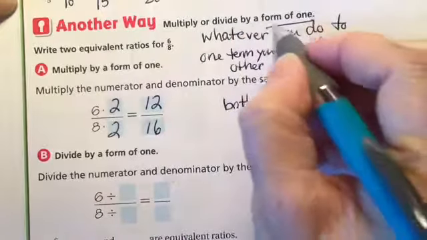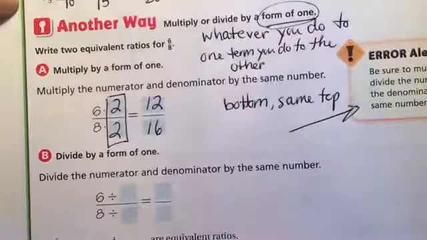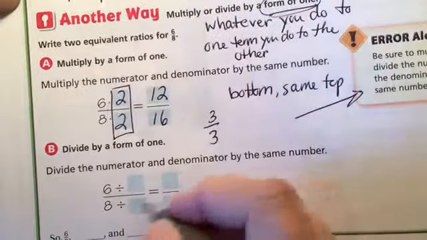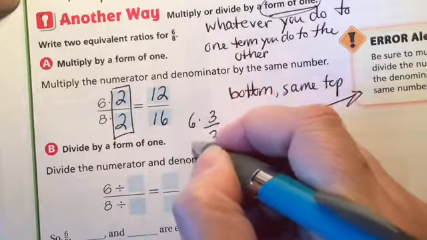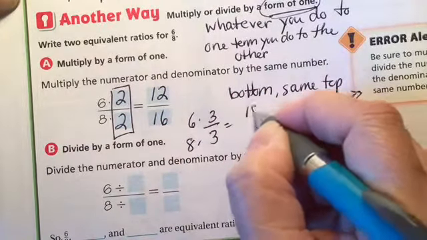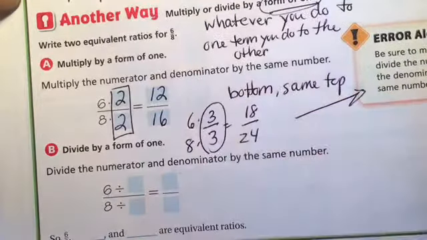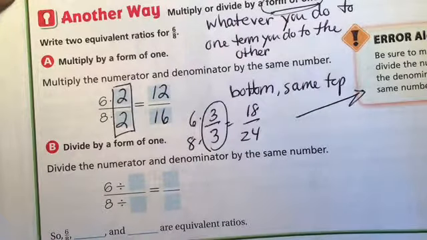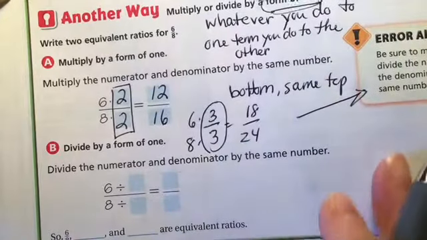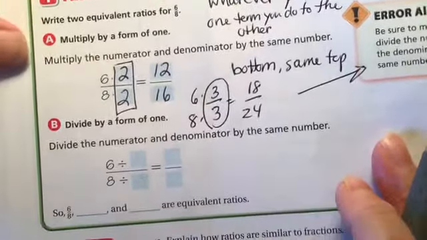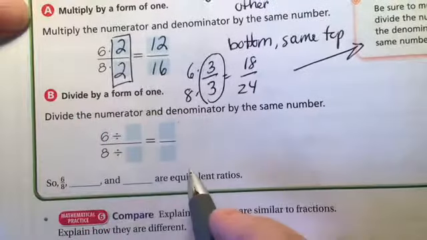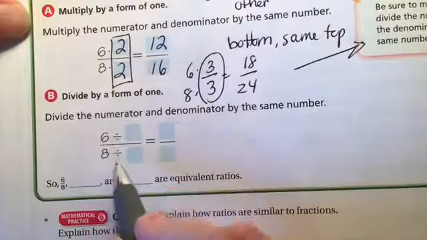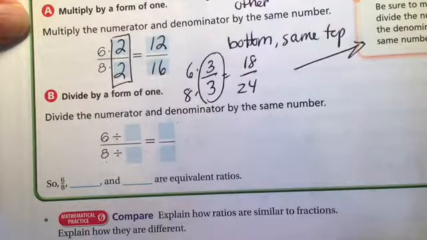Oh, I get what they're saying by the form of 1. This is why. What's 2 over 2 equal? 1, right? 3 over 3. All right, so if I multiply 6 times 3 and 8 times 3, I would get 18 over 24. So as long as I am multiplying or dividing by a form of 1, meaning numerator and denominator the same, or whatever you do to the bottom, you do to the top, or vice versa, that's what they mean by this form of 1. Now, you can also do it with division. You can go down. So just like we can simplify fractions, sometimes my ratios can be simplified. So I need to look at 6 and 8 and figure out what can I divide them both by.